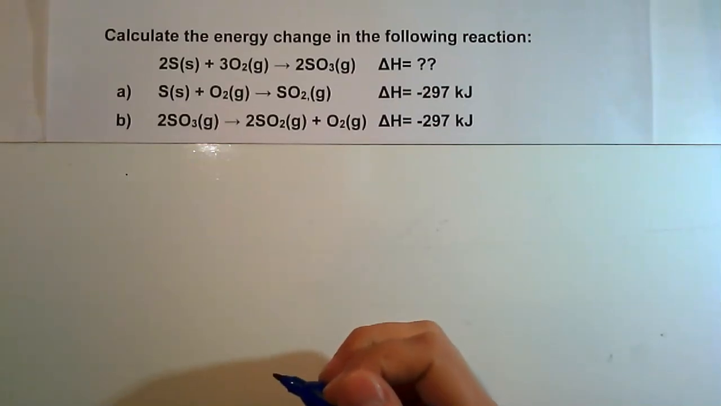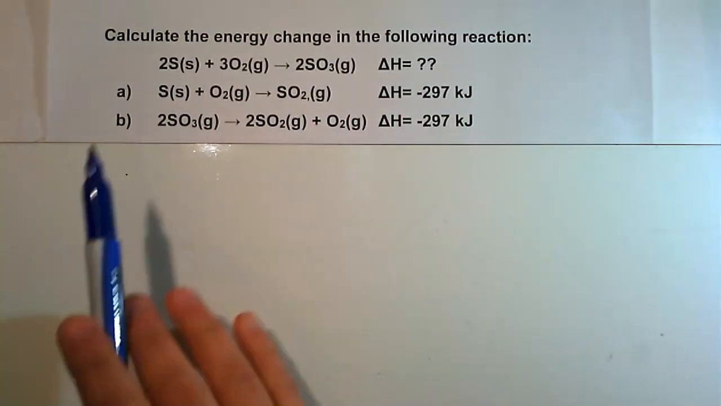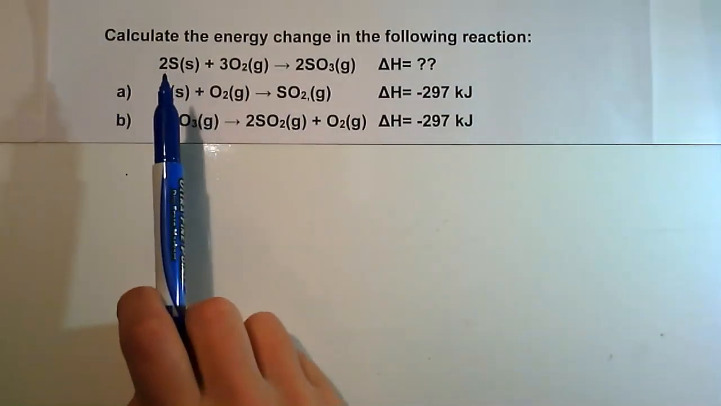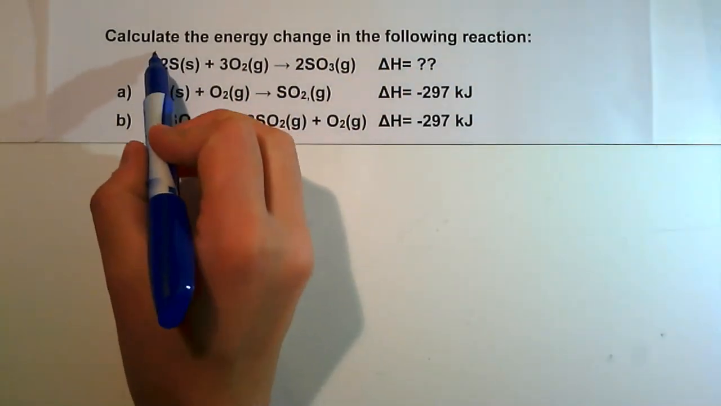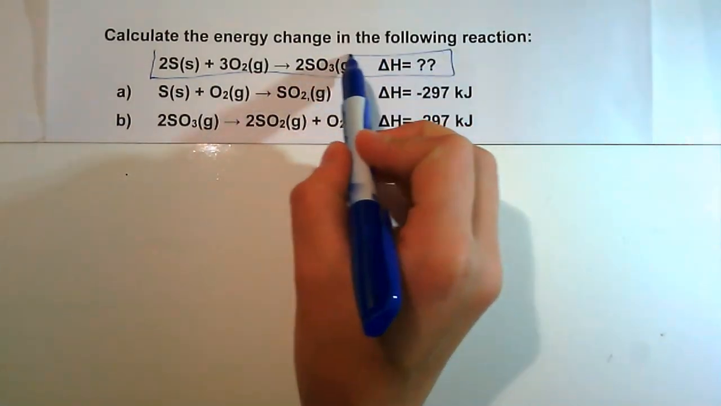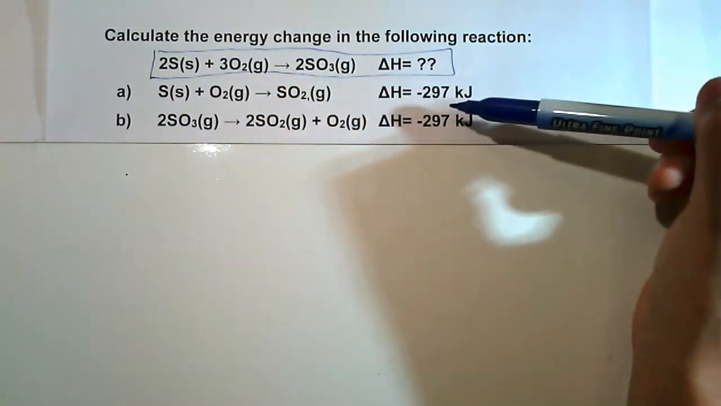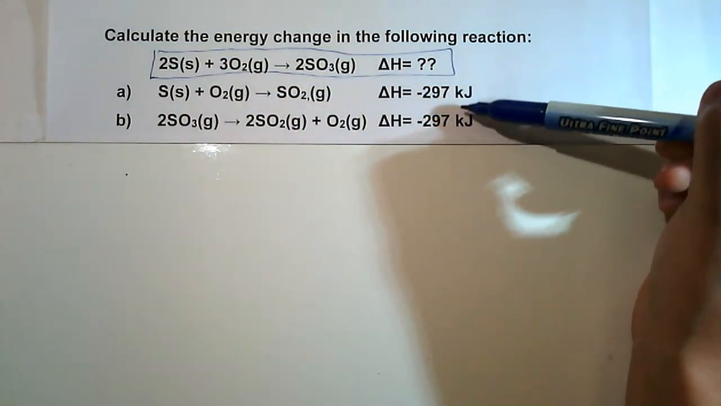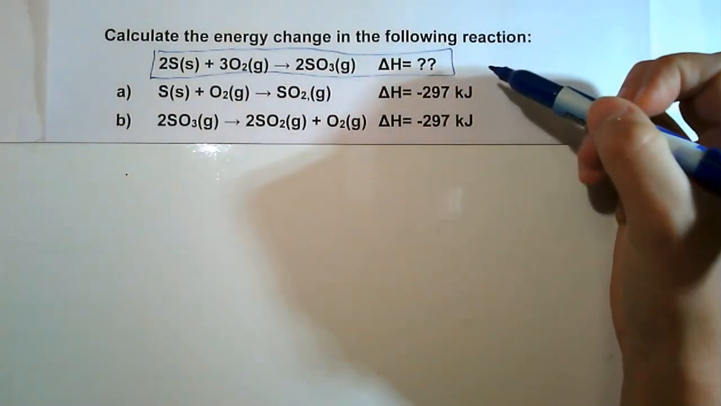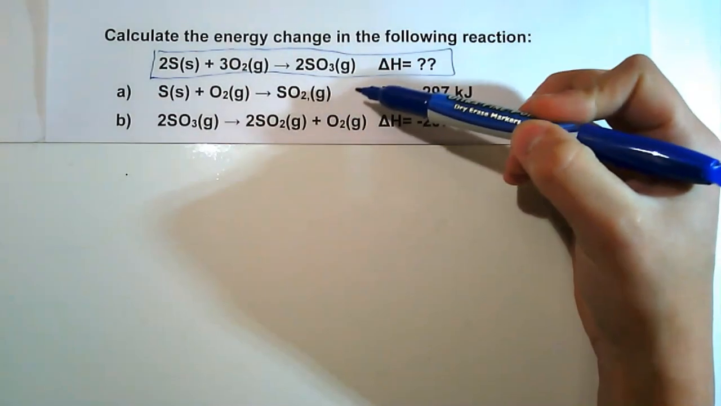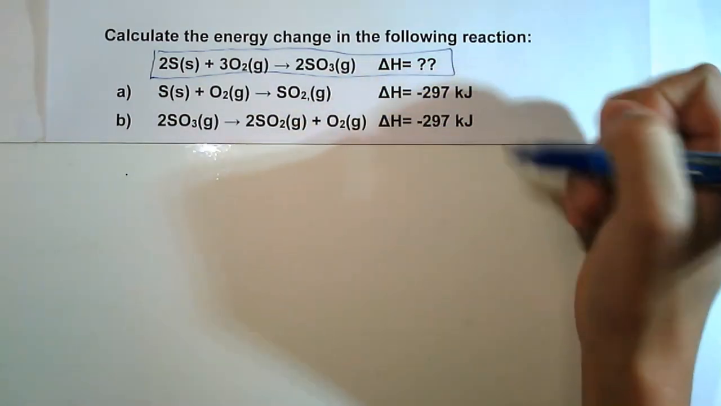Alright, in this video we are going to look at how to use Hess's law to solve a problem. So this problem says calculate the energy change in the following reaction. And it gives us this target reaction right here. And then it gives us two other reactions with known enthalpy change values. And so that's how you'll know it's a Hess's law problem, when you're given a target reaction and then you're given two or more reactions, sometimes with known delta H values.